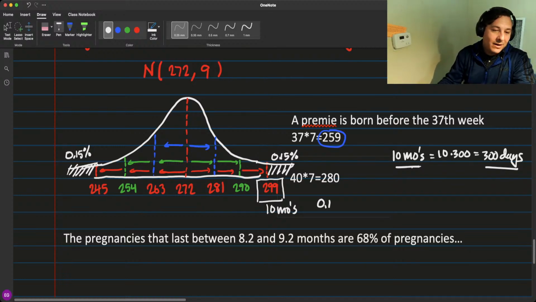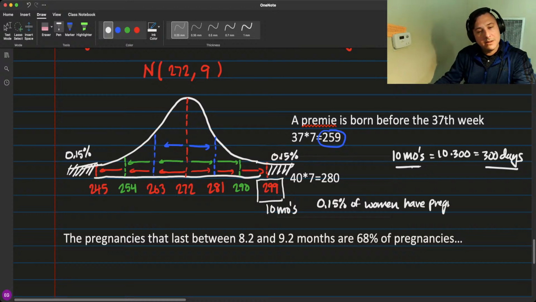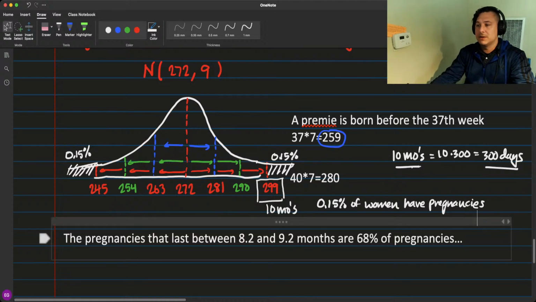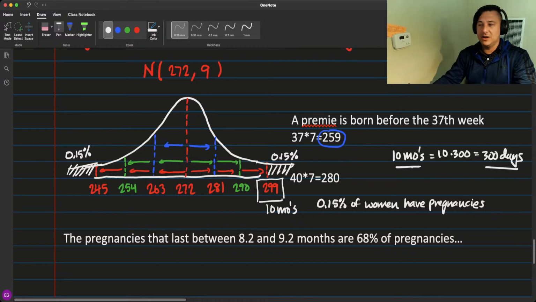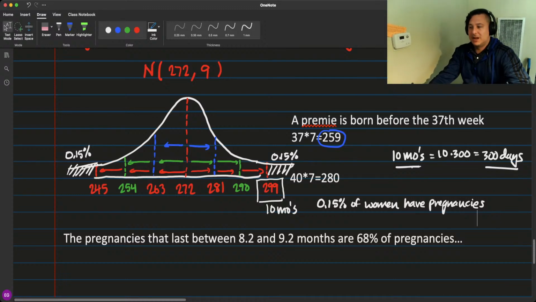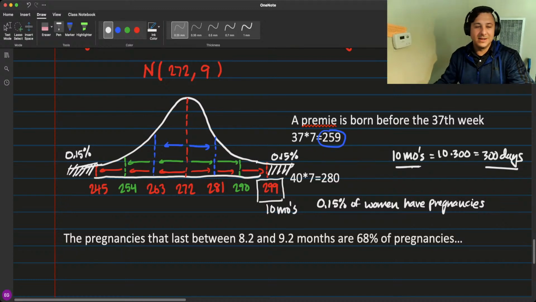So 0.15% of women have pregnancies longer than 10 months. This is sad. For anyone who's been pregnant, once you get to that last month, it's pretty rough. Can you imagine having to go one more month like that? That happens to 0.15% of women approximately. So 0.15% of women have pregnancies longer than 10 months. Sad.